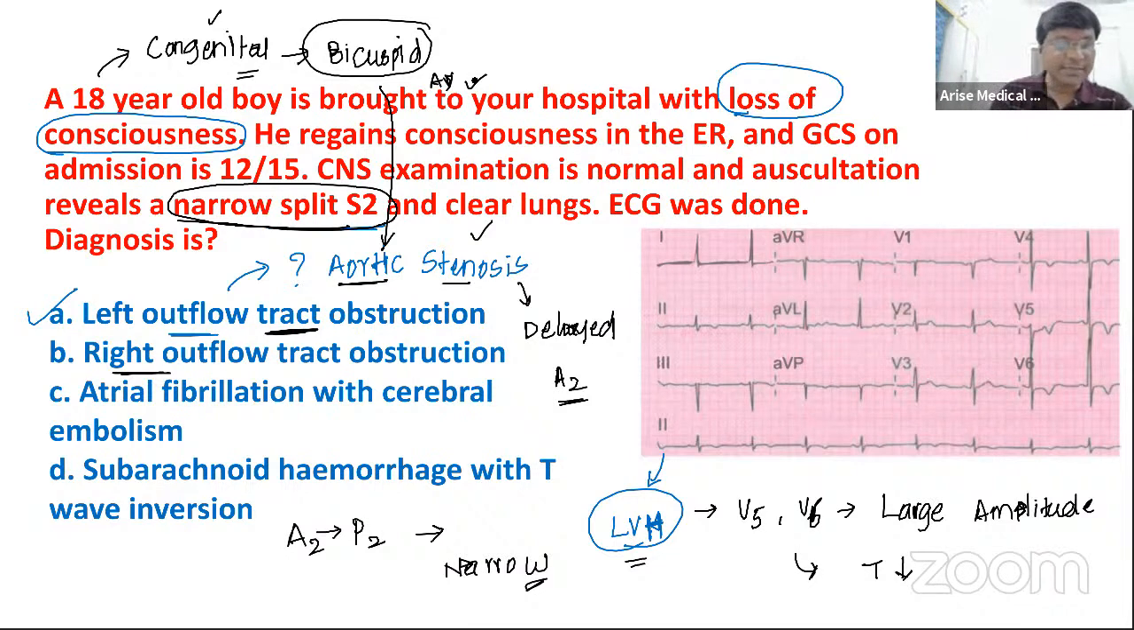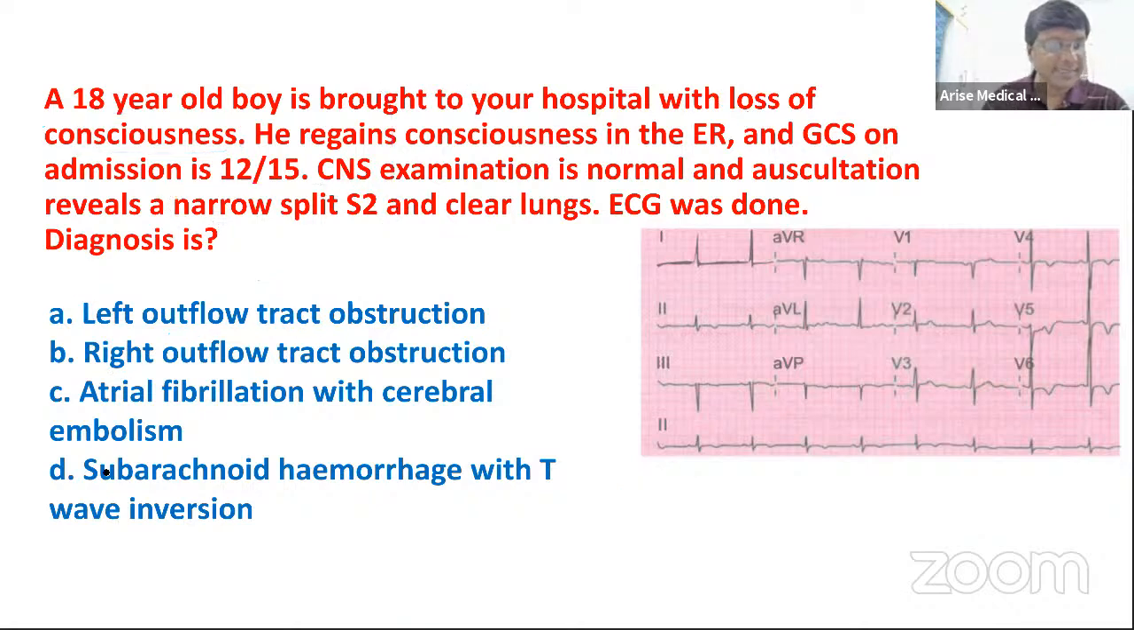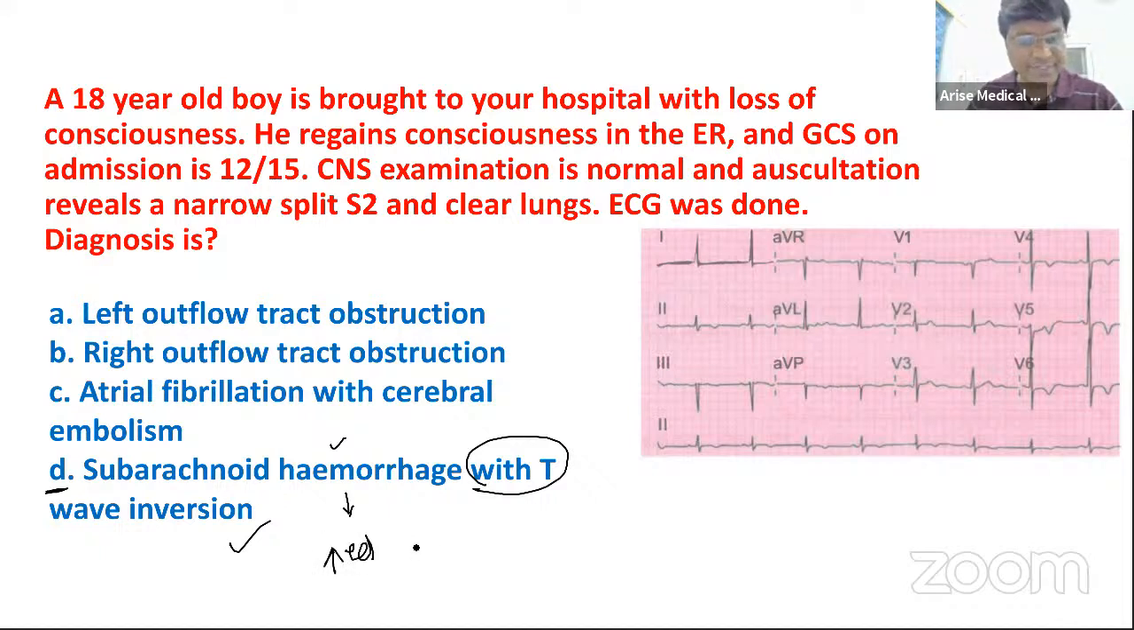Now, some of you were answering it as D, that is subarachnoid hemorrhage with T wave inversions. Now let me tell you, in case of subarachnoid hemorrhage, there will be raised intracranial pressure. And because of this raised intracranial pressure, you will have T wave inversions in all the leads.